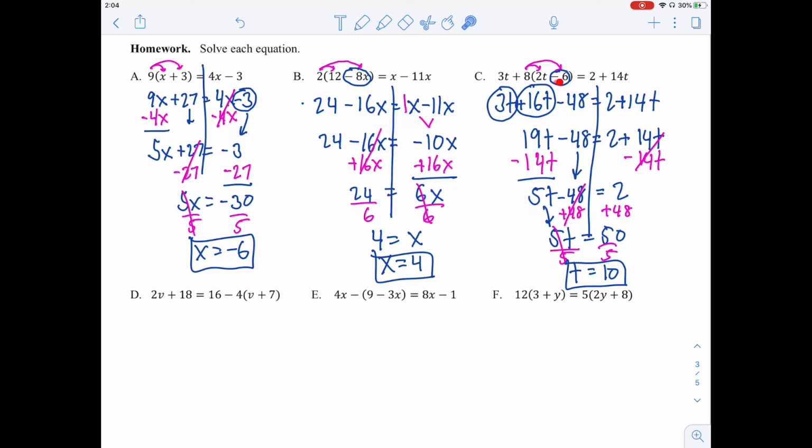So we just distribute, combine like terms if possible. Now we have just variables on both sides. We subtract or add one of them to get it to the other side. And then we have a two-step equation. We solve it. Add or subtract the constant, divide by the coefficient, and we get our answer.